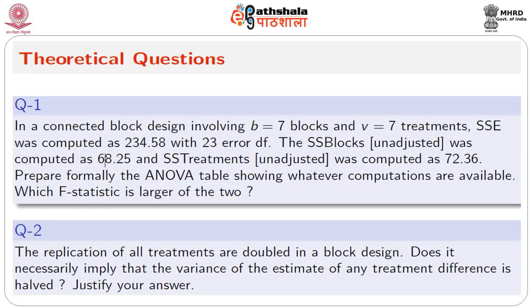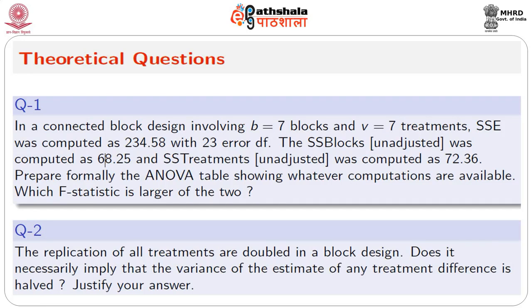Sir, the next one is: the replication of all treatments is doubled in a block design. Does it necessarily imply that the variance of the estimate of any treatment difference is halved? We need to justify our answer. Very good question. Let's try to understand. You have a block design, and we assume that the block design is connected. Therefore, all treatment differences are estimable. And then they are saying that the replication of all the treatments is doubled. So whatever we had, the R1, R2, etc., everything has been doubled.